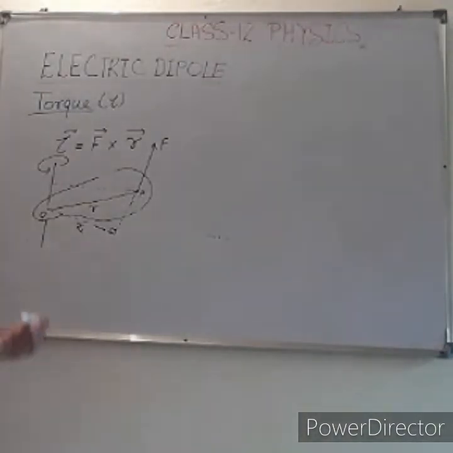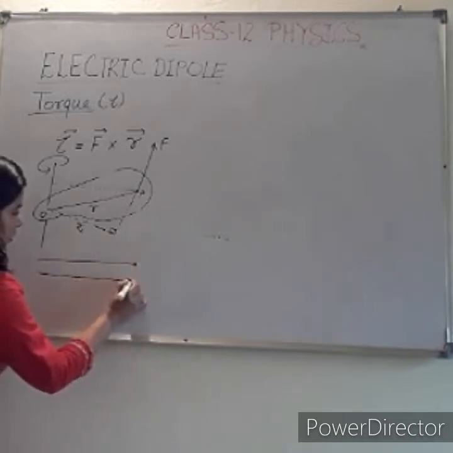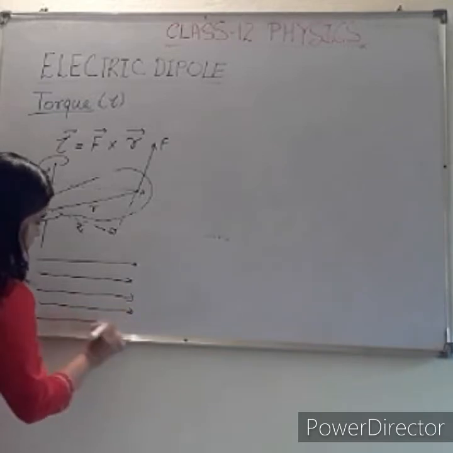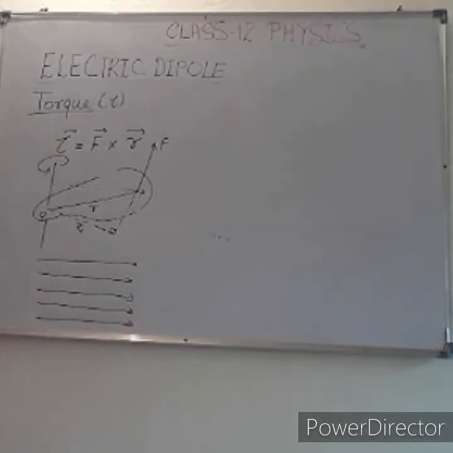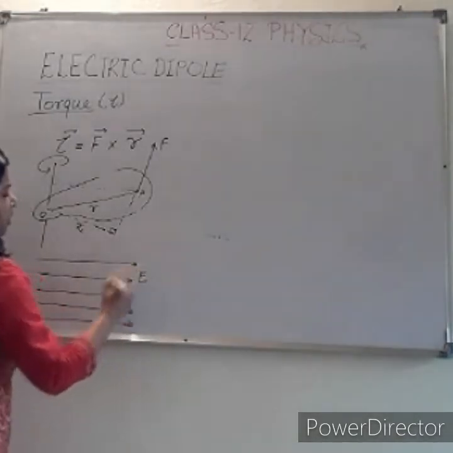So we take the case here. Let us consider a uniform electric field. What do you mean by uniform electric field? If we draw parallel and equidistant lines, then it is a uniform electric field E.